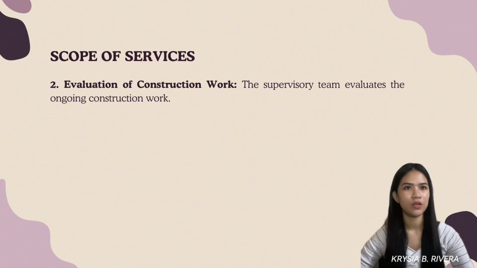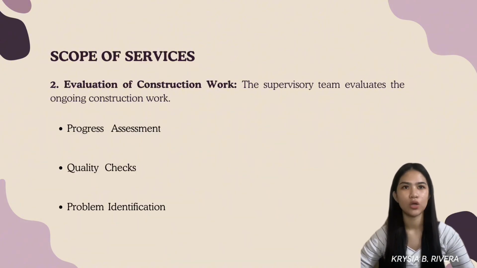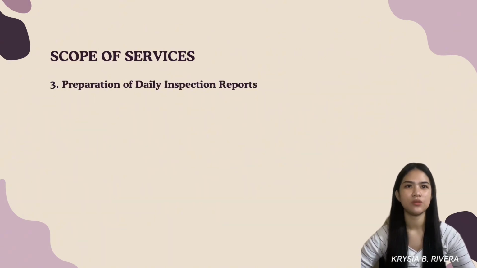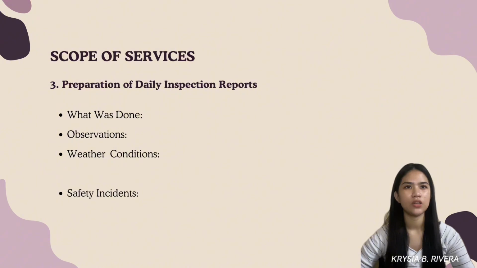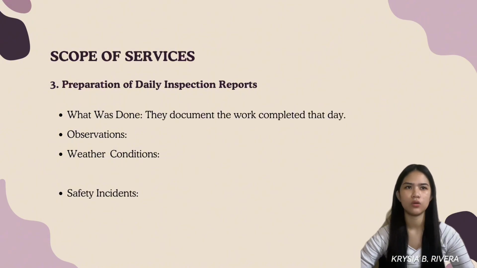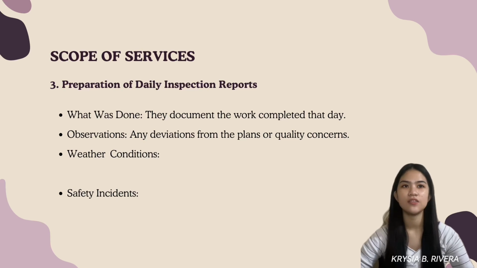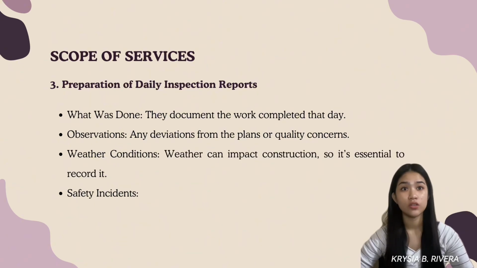Second is the evaluation of construction work. The supervisory team evaluates the ongoing construction work, such as the progress assessment, the quality checks, the problem identification. Third is the preparation of daily inspection reports. Imagine a diligent inspector with a clipboard every day. They walk the site, noting down details, what was done. They document the work completed that day. The observations, any deviation from the plans or quality concerns, weather conditions, whether it can impact construction, so it's essential to record it.